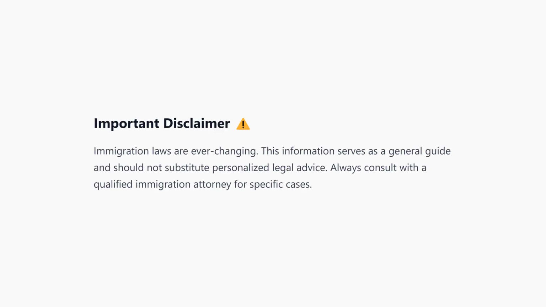Remember, immigration laws and regulations are constantly evolving. This information is intended as a general guide and should not replace personalized legal advice. It's always best to consult with a qualified immigration attorney for specific cases.